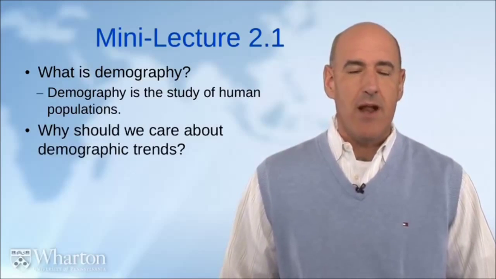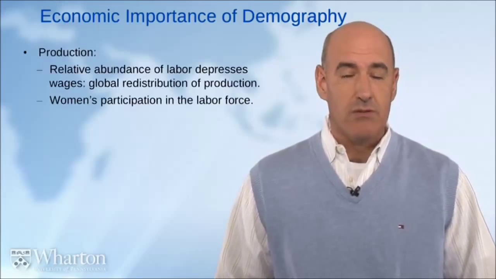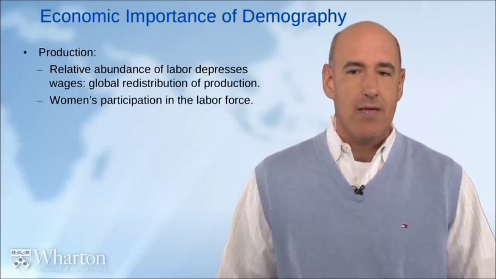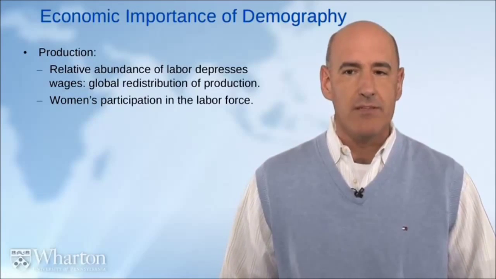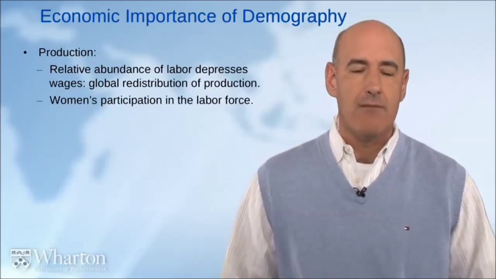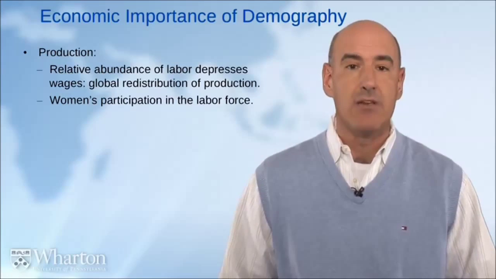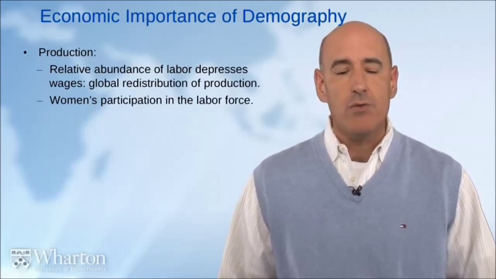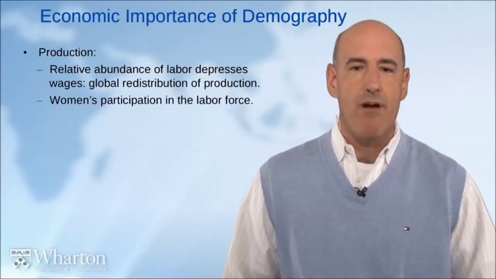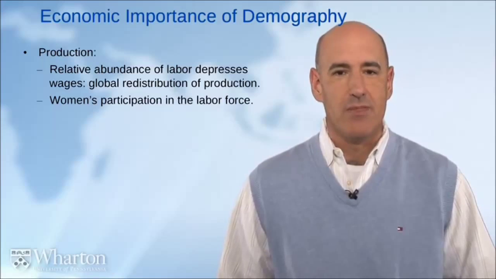Well, first of all, there are economic implications. From the point of view of production, demography will affect the relative abundance of labor. And when labor becomes more abundant, then wages tend to go down. And that's going to have a very important consequence, which is the global redistribution of economic activity and production. Also, to the extent that women participate in the labor force, that's going to have an impact on wages, on labor markets, and also on the location of productive activities around the world.